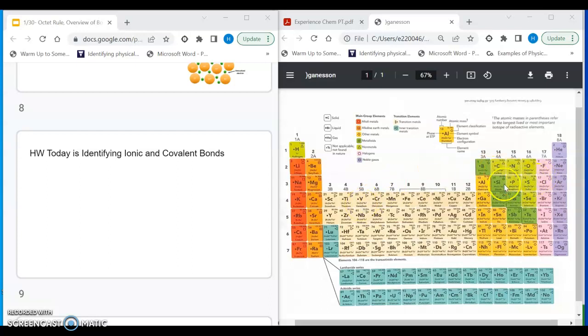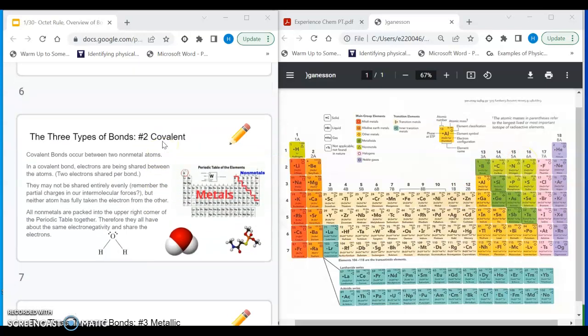When we take a metal and a nonmetal, the difference in size and electronegativity is sufficient that we get an ionic bond, where the metal loses electrons and becomes positively charged as a cation, and these nonmetals become negatively charged by stealing electrons, anions, and that is an ionic bond because we have these two charged ions next to each other.